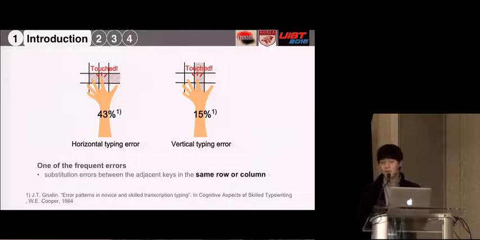We call the typing errors that occurred in the same row the horizontal typing errors. They accounted for about 43% of all typing errors. And the typing errors that occurred in the same column are called vertical typing errors. They accounted for about 15% of them. To improve these problems of virtual keyboards, we therefore propose two observations.